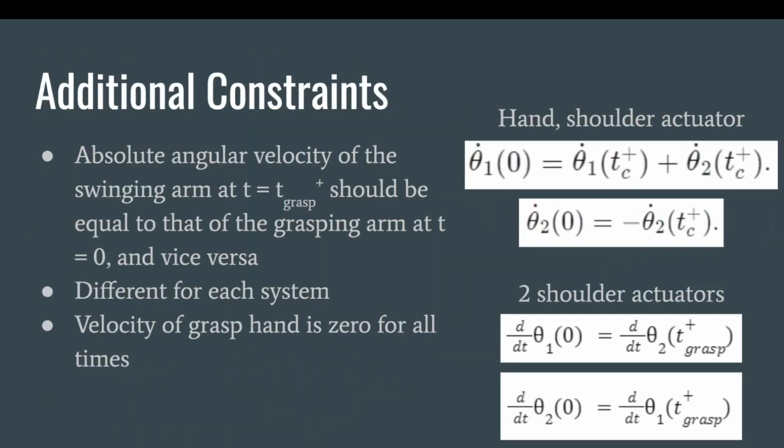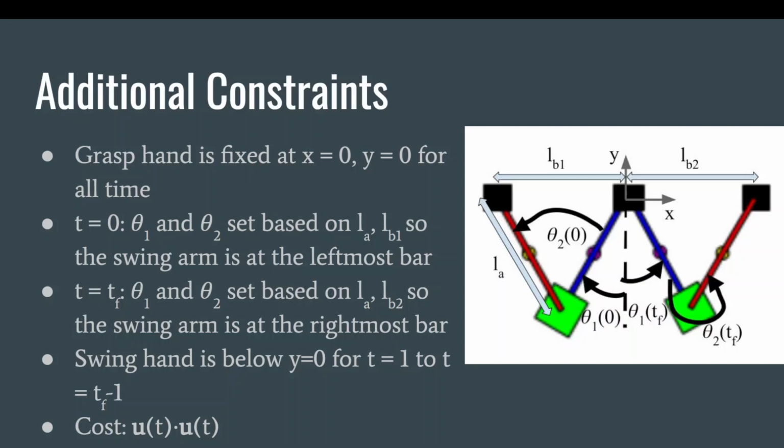Some additional constraints we added were to make sure that there was periodicity between the links of our robot, and this was different for the different actuations that we had. In addition, we had to make sure that the velocity of the grasp hand was 0 for all times, so it wouldn't move off the middle bar. Furthermore, we had to use the geometry of the system to make sure that the swing hand had the appropriate start and final positions. In addition, we added a cost on the actuation of the system.